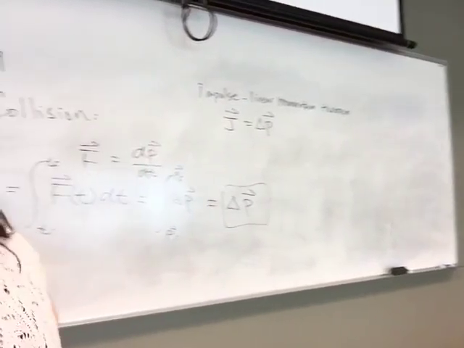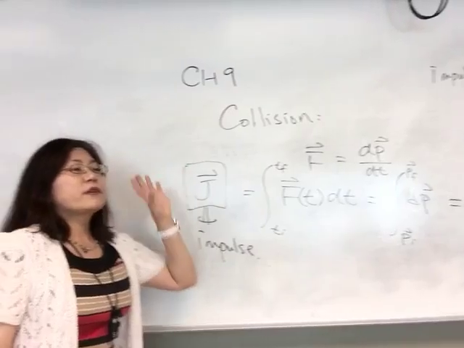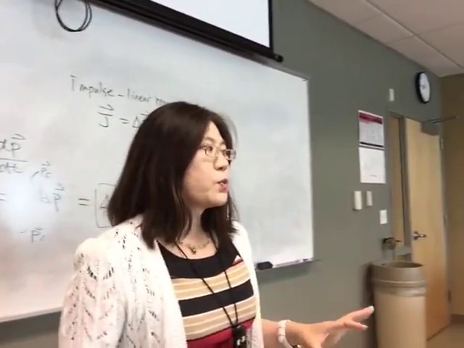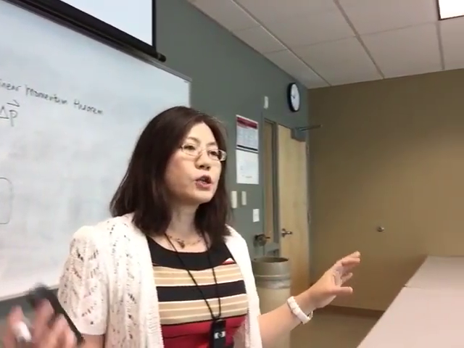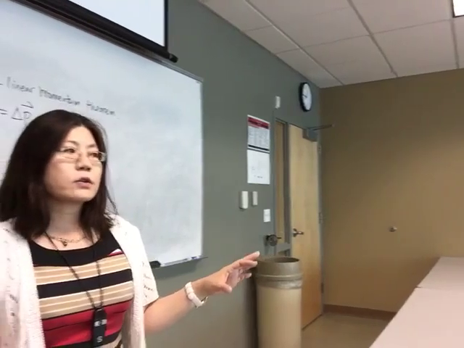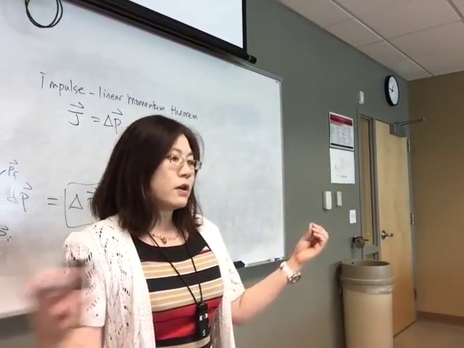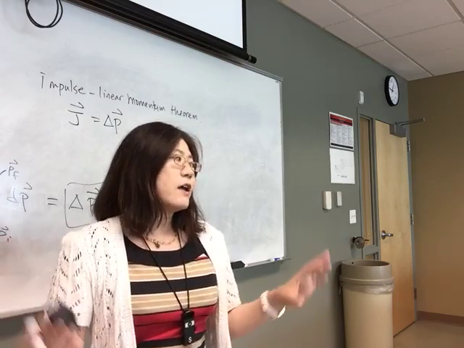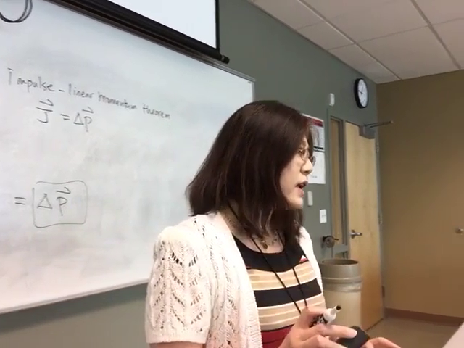Now, the last part of chapter 9 is all about collisions. When you have two balls, or two particles, that collide into each other, it really depends on how those two particles move. They might come head to head, or move in the same direction, and one is heavier, one is lighter. It depends on how they interact with each other.